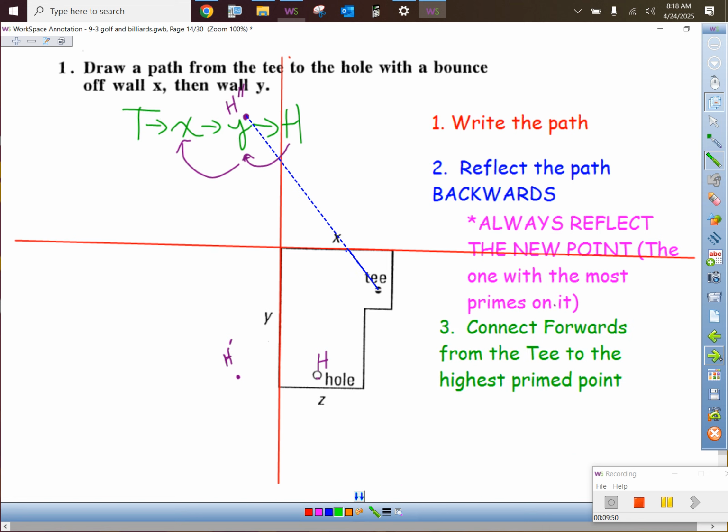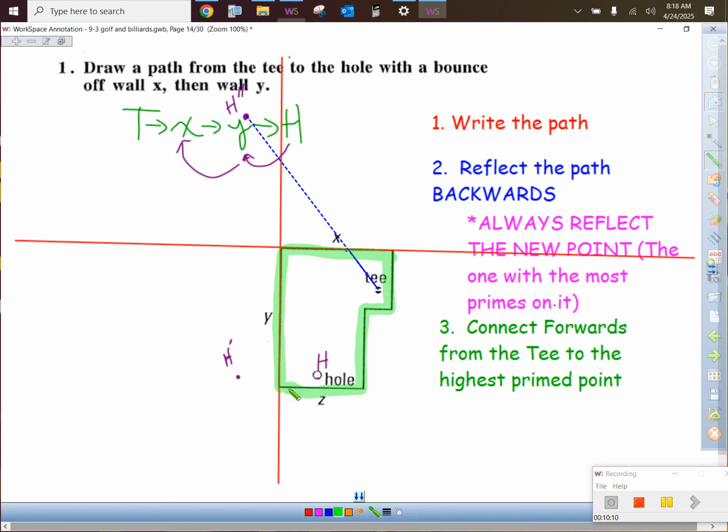So when we connect, if you would connect like this, solid on the inside and dashed on the outside. What do I mean by inside and outside? The golf hole right here is just this green highlighted thing. So the ball is going to go to wall X, and it's going to bounce off of it, but we had to aim to where H double prime was.